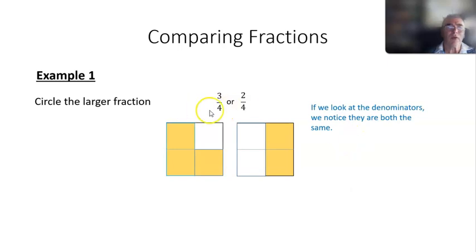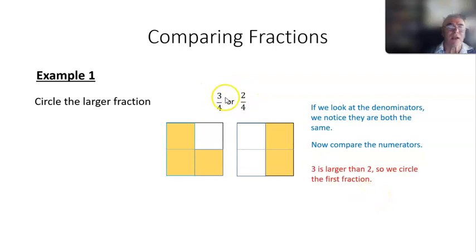So if we look at the denominators, we notice that they're both the same. We've both cut them out of 4 pieces. So now we just compare the numerators, the top numbers. You notice that 3 is larger than 2, and because we want to know the larger fraction, so the 3 is larger than the 2, then the first fraction is the one we need to circle. If we wanted to circle the smaller fraction, then once we've got the denominators the same, it's the smaller numerator.